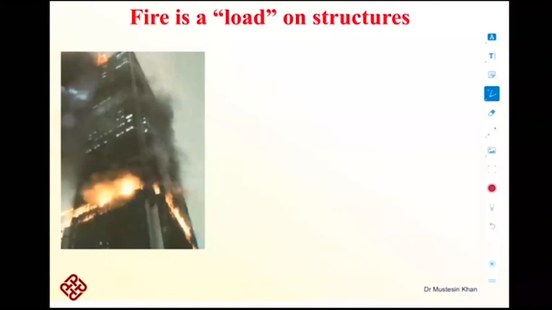So here I would start just by giving you a definition of fire in the context of structural engineering. That for a structure, fire is nothing but a kind of load. And similar to the other kinds of load, such as the static load, the load of the furniture, the load of the human beings, the occupants in the building, fire is also a kind of load.